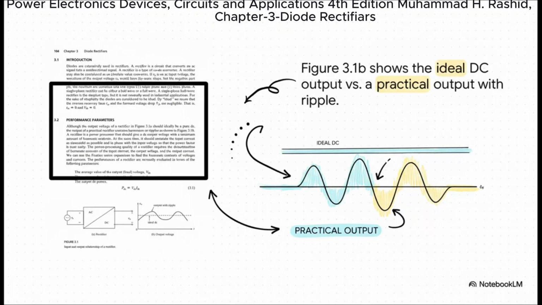Now, this is where we run into our first big engineering problem. The dream, the ideal goal, is that perfectly flat, smooth DC line. But in the real world, what we actually get from a simple rectifier looks more like this. It's got these bumps, these variations. We call that ripple. And honestly, taming that ripple, that's a huge part of power supply design.